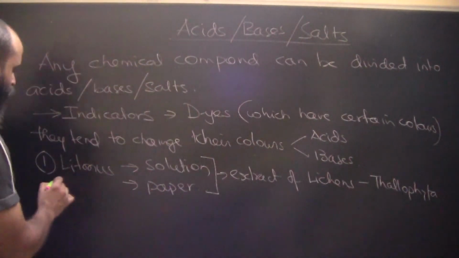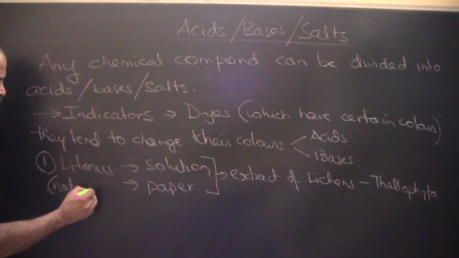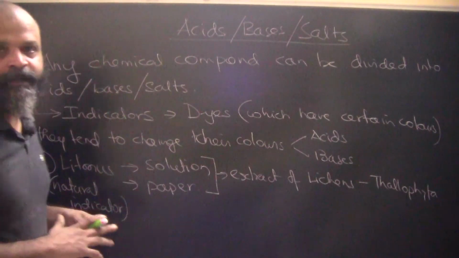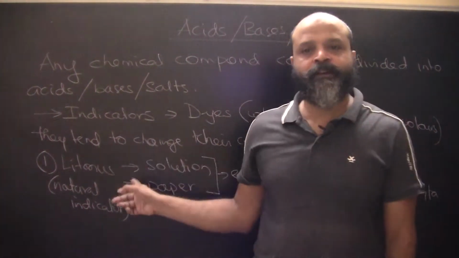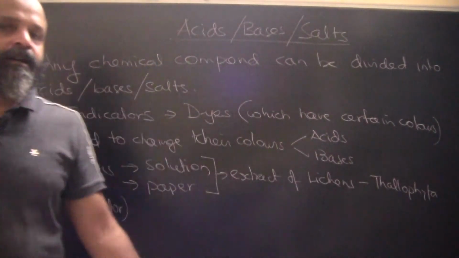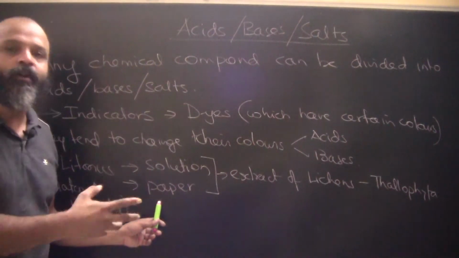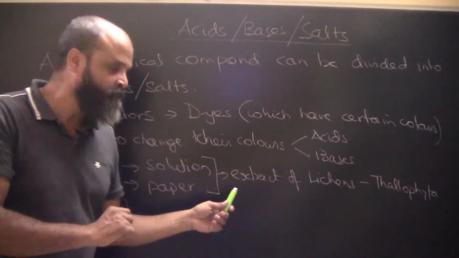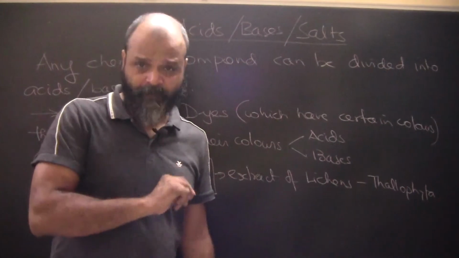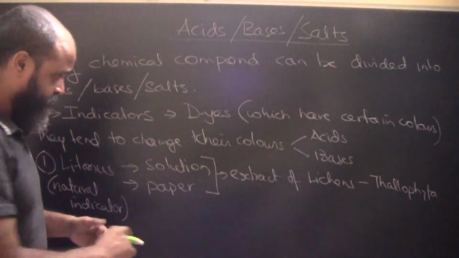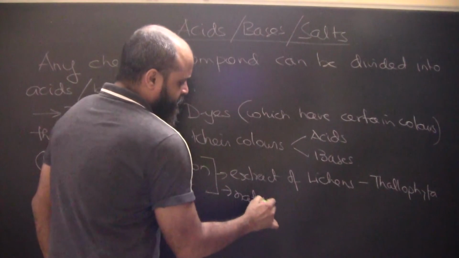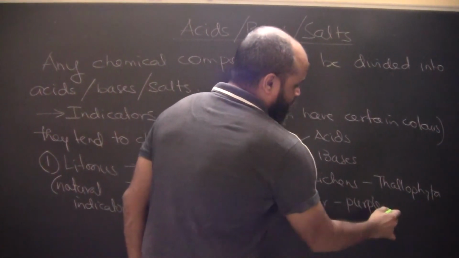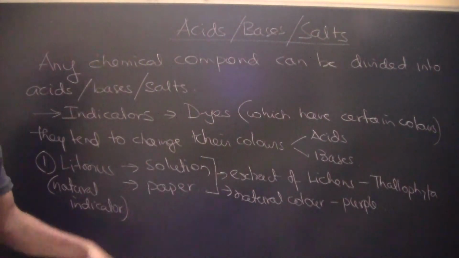Litmus is also known as a natural indicator. We will also understand certain other indicators as well, but the most widely used indicator is litmus. We use litmus either in the form of a solution or in the form of a paper. Its natural color is purple, however, it is made either red or blue.